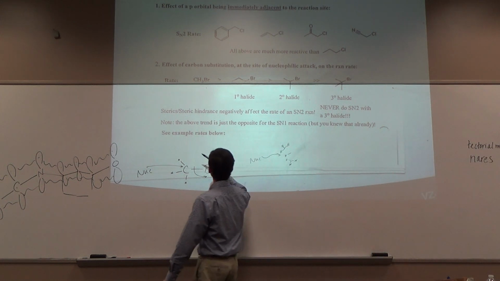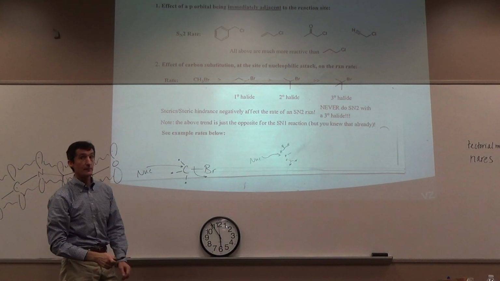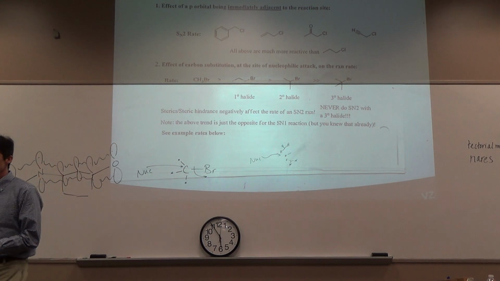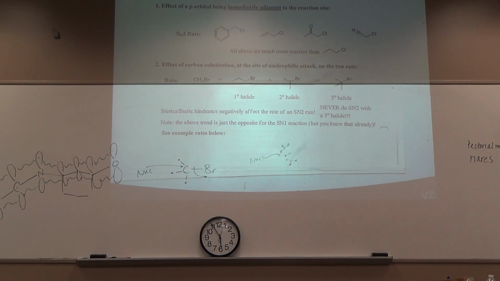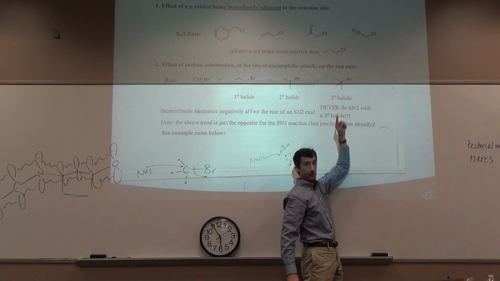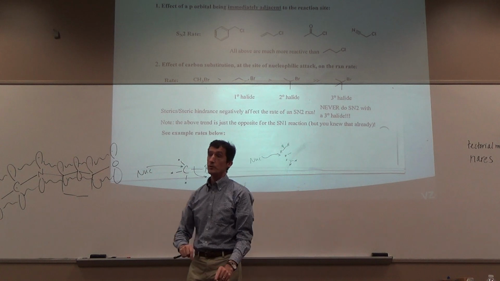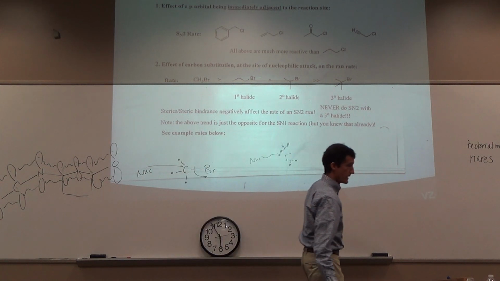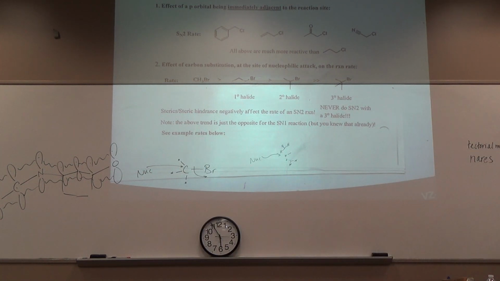On the other hand, the above trend is just the opposite if we do an SN1, because in an SN1, what intermediate do you form? Carbocation. Which carbocation is going to be best? Tertiary. Yeah, you'd rather form tertiary. The trend is just the opposite with SN1. We'll eventually get to SN1 and state the trends again.